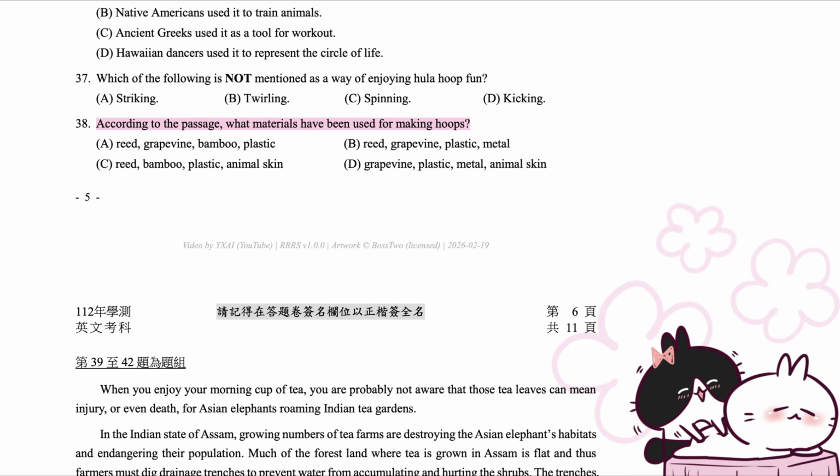38. According to the passage, what materials have been used for making hoops? A. Reed, grapevine, bamboo, plastic. B. Reed, grapevine, plastic, metal. C. Reed, bamboo, plastic, animal skin. D. Grapevine, plastic, metal, animal skin.